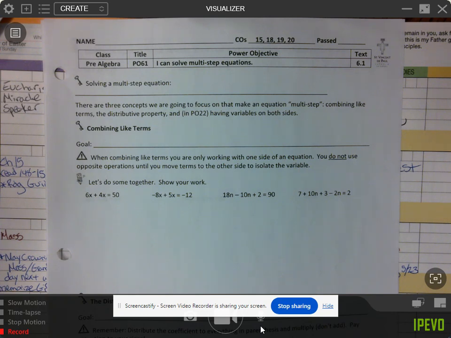Paying attention to our small details, paying attention to the teacher when she's talking, and not distracting others is the big key thing to do when we have all these PO units. So I can solve multi-step equations. So solving a multi-step equation means an equation with more than two steps.